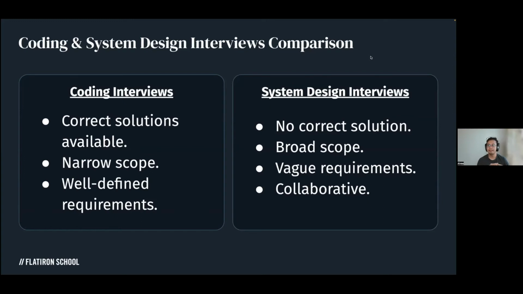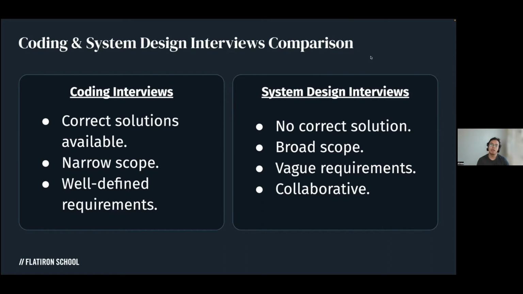The first difference is when you're given a requirement, the requirement is very vague, right? So for example, they might tell you design Uber, right? Now, both coding interviews and system design interviews are about an hour to an hour and a half long, right? It's not possible for anyone to design Uber in one hour, right?